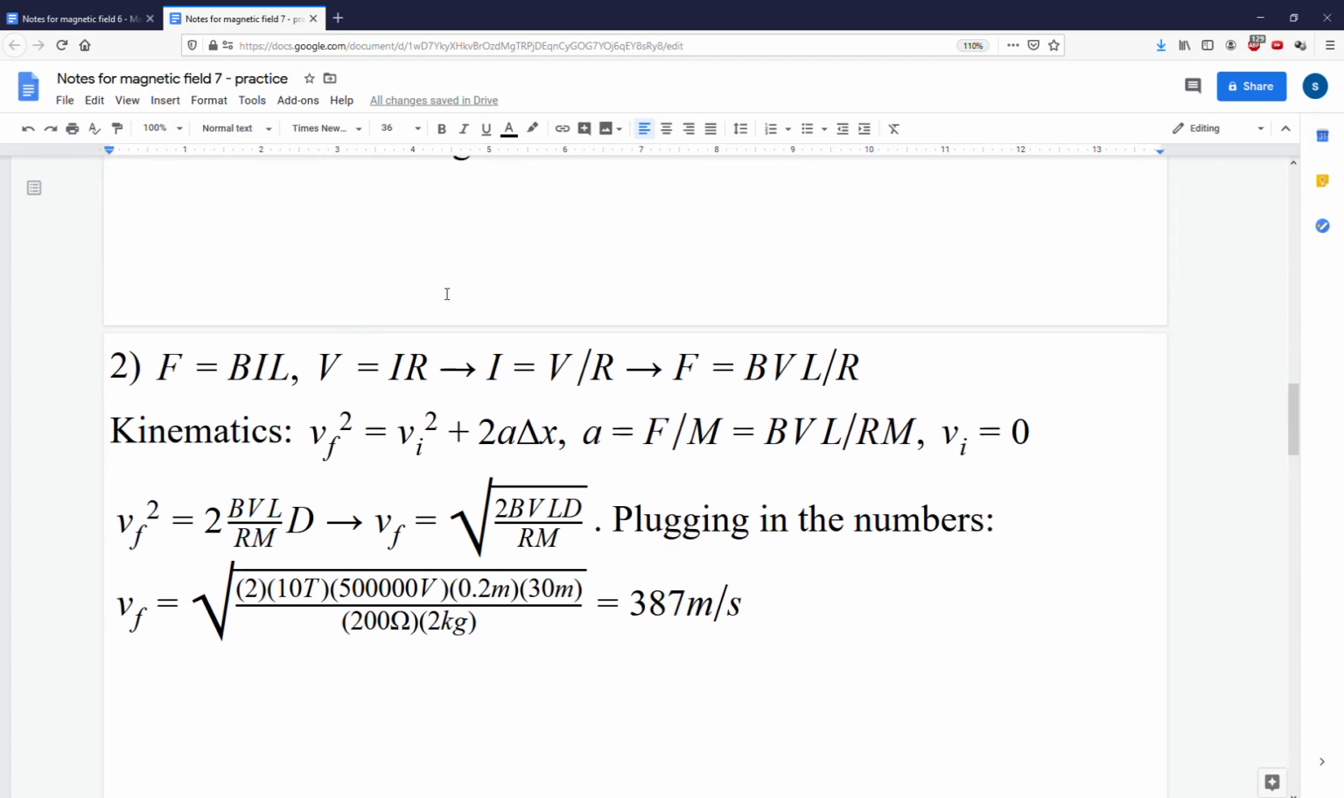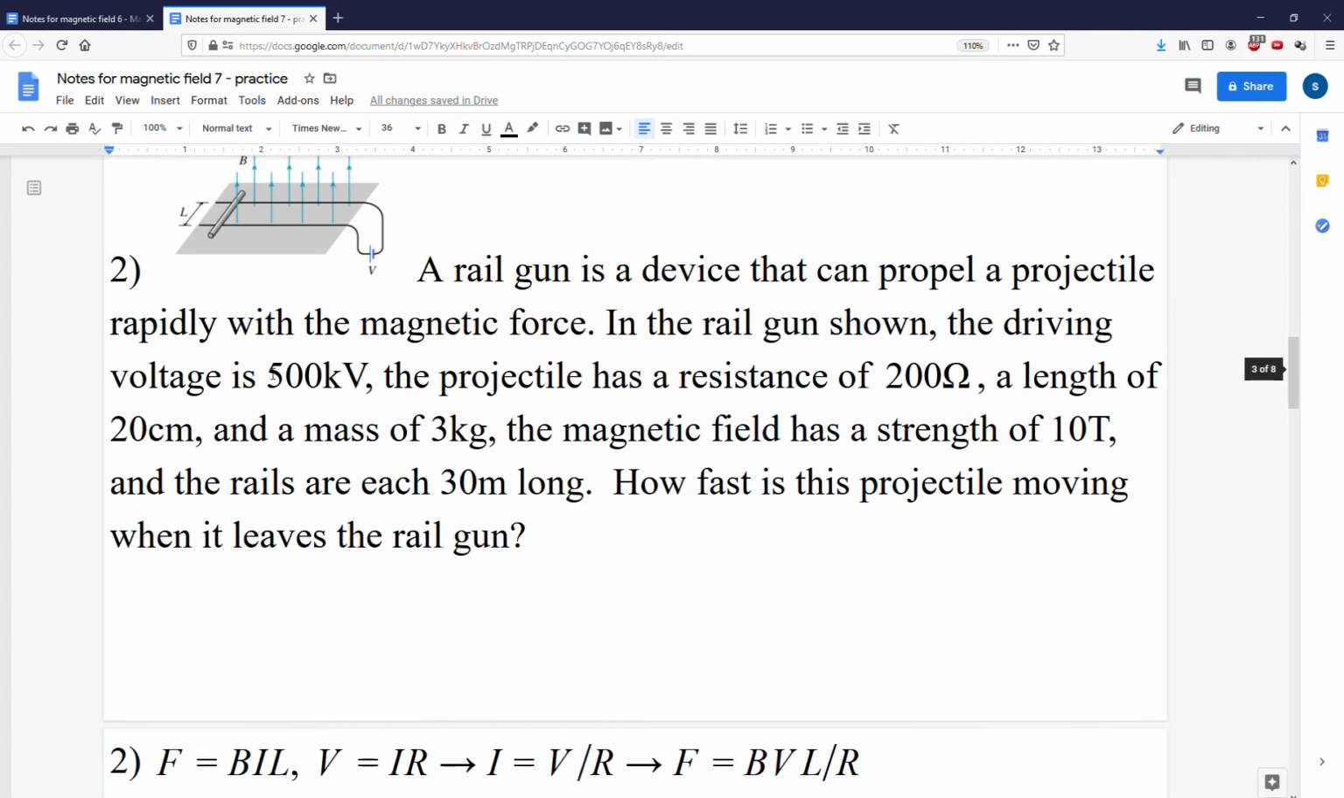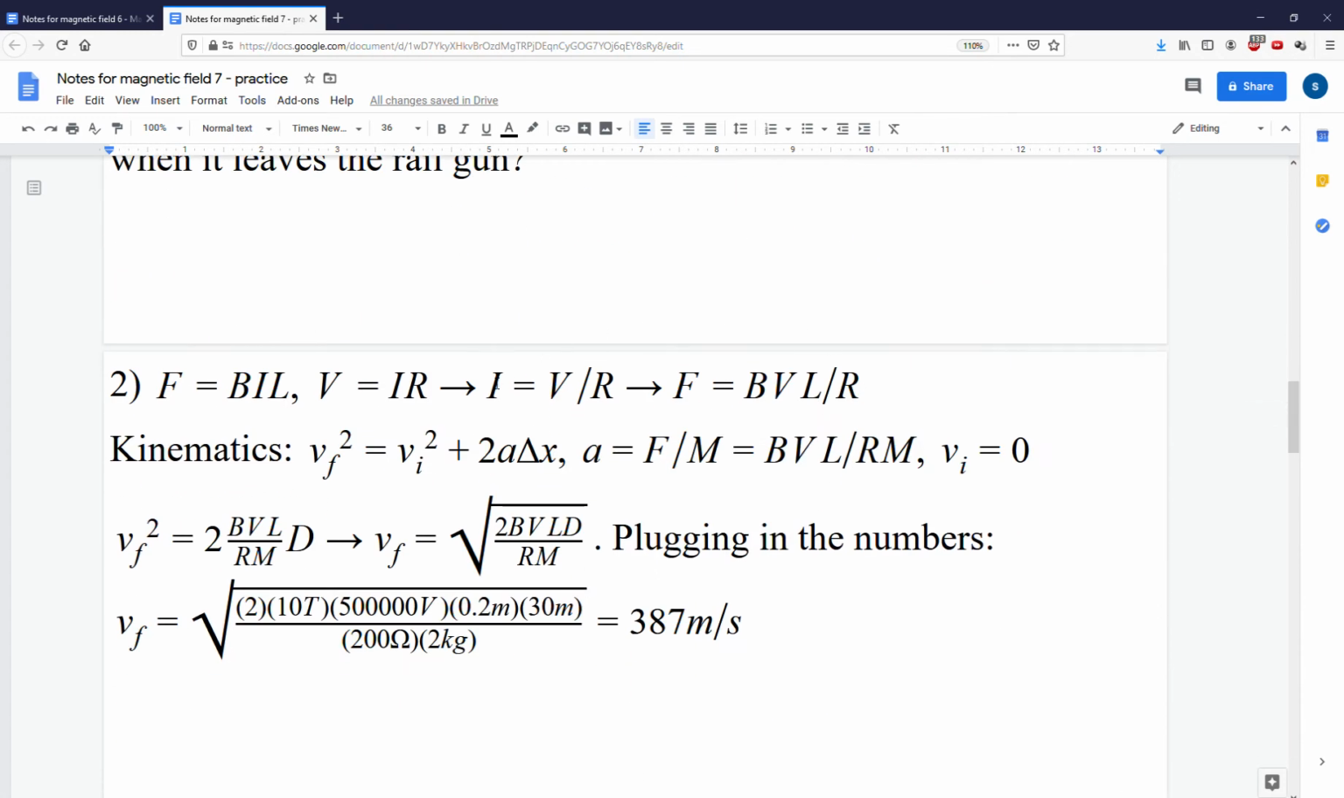To find the current, we can use Ohm's law, V is equal to IR. We have a voltage, we have the resistance. So we can get current is equal to V over R, which, plugging this into our force equation, force is equal to BVL over R.